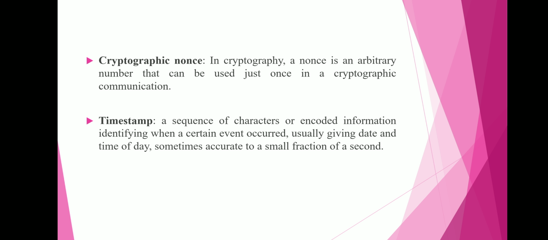And one more crypto primitive we have is the timestamp. A timestamp is a sequence of characters or encoded information identifying when a certain event occurred, usually giving the date and time of day, sometimes accurate to a small fraction of a second. Timestamps are required in blockchain technology: whenever a contract is deployed or a transaction happens, the timestamp will be recorded, that is, what time the transaction happened along with the date and time in seconds. This information is very important in order to avoid replay attacks in the networks.